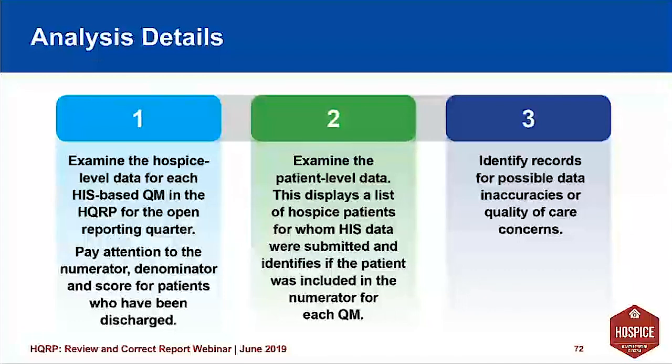So examine the hospice level data for each HIS-based QM measure in the Hospice Quality Reporting Program for the open reporting quarter. Pay attention to the numerator, the denominator, and the score for patients who have been discharged. Examine the patient-level data. This displays a list of hospice patients for whom HIS data were submitted and identifies if a patient was included in the numerator for each quality measure. Identify records for possible data inaccuracies or quality of care concerns.